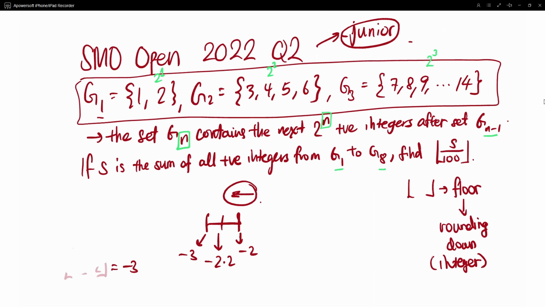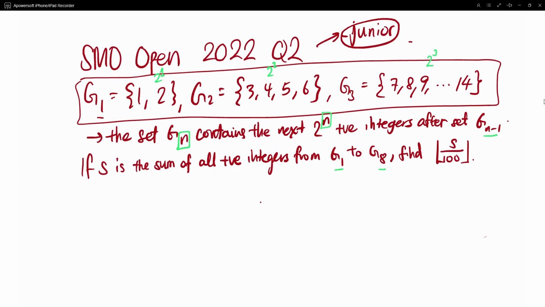So without further ado, let's complete this question. You want the sum of all the integers from G1 to G8. So first you notice that the difference is 1, right? It's 1, 2, 3, 4, 5, 6. So it's simply 1 plus 2, plus 3, all the way plus a number, but we don't know it yet. It ends at n.